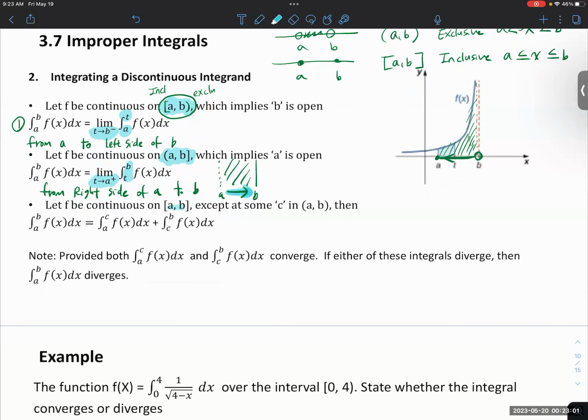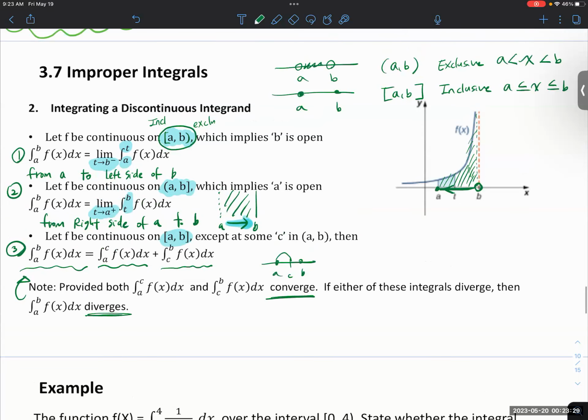Sometimes you have both included, so it's gonna be much easier. You do include everything. And then you can have some number between them, C. So A to C, and then C to B, that's gonna be the entire A to B. So the last case, the same thing. Both converge, everything converges. If one of them diverges, it's gonna be divergence. So we have 3 cases, the same thing, according to the inclusiveness and exclusiveness concept. So I will show you that example.